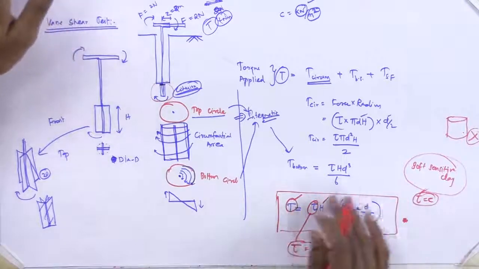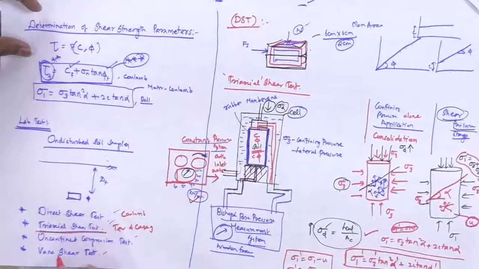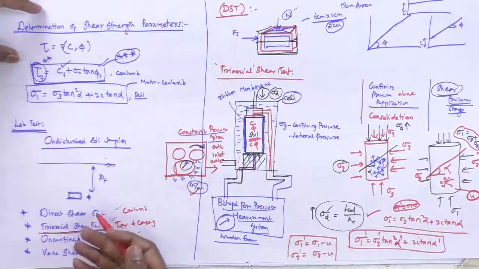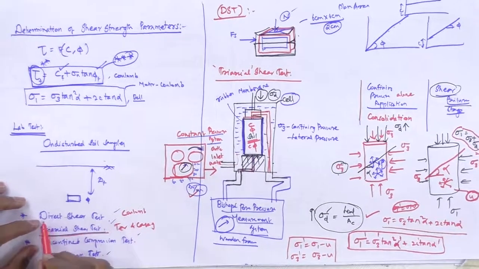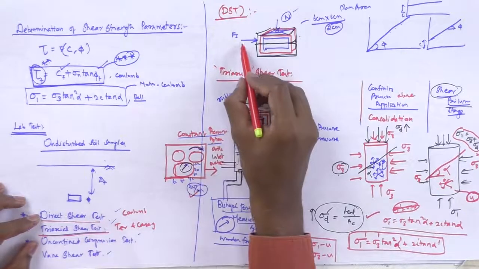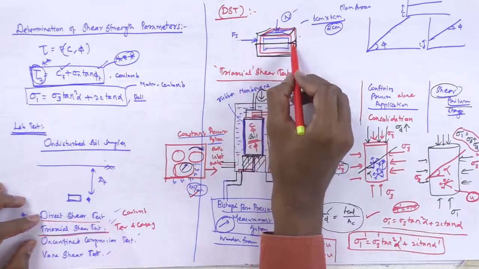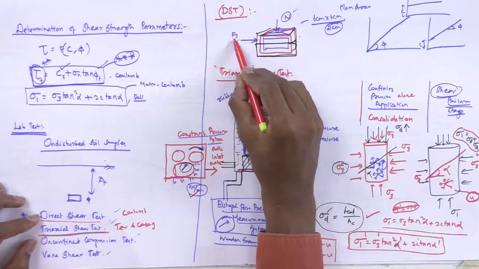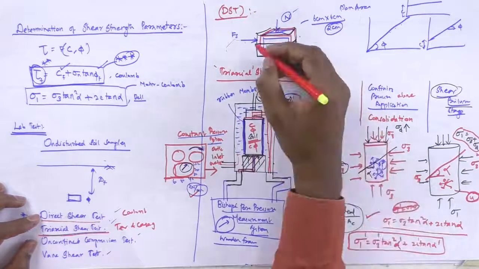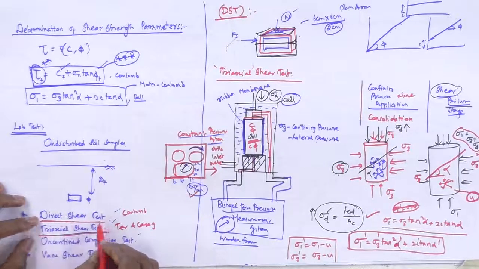So we have different tests: direct shear test, triaxial shear test, unconfined compression test, and vane shear test. Each test has its own limitations, advantages and disadvantages. In the direct shear test, the major disadvantage is that you are applying direct load in the horizontal plane. This horizontal plane may not be the weakest plane, but you are voluntarily applying it and collecting some results. So these results may be improper. That is a limitation of the direct shear test.